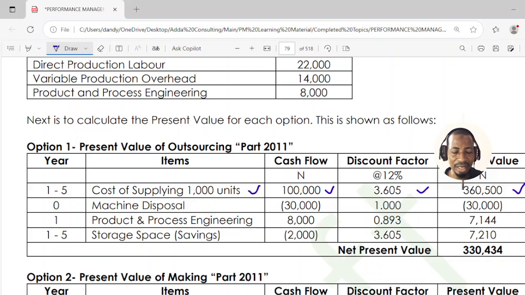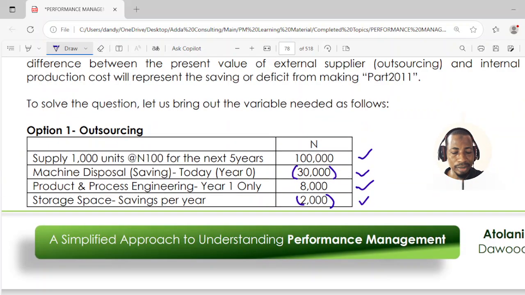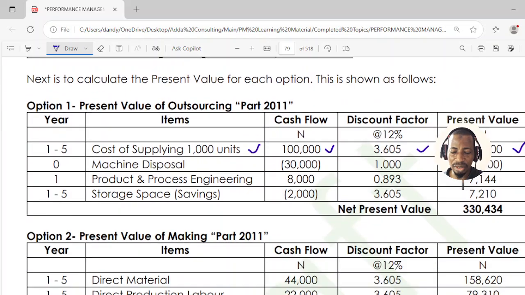The next item from the outsourcing is machine disposal of 30,000 naira saving. So we have a saving of 30,000. Because this machine disposal we are calling year 0, because the examiner said today, and today means year 0. So the discount factor for year 0 is 1. 1 multiplied by 30,000 will give you 30,000.